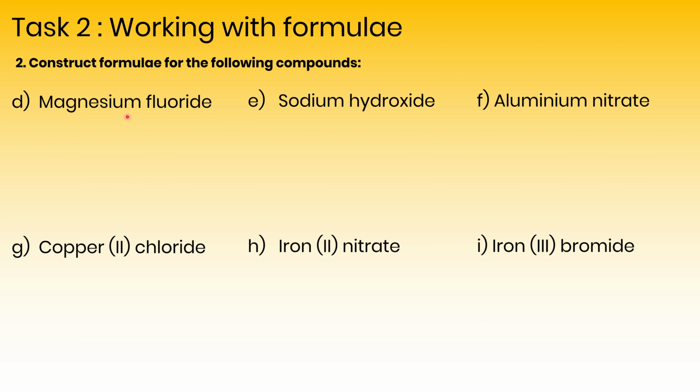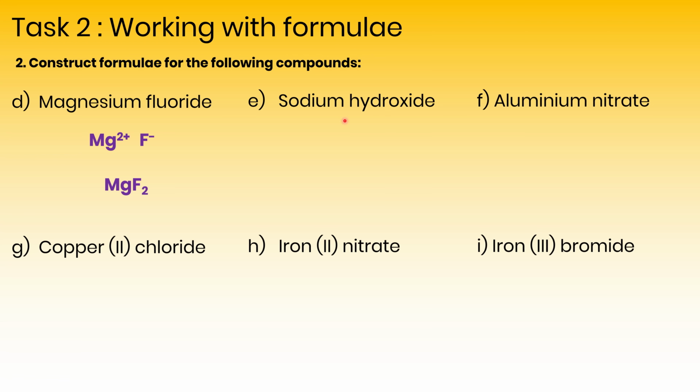Magnesium is a group 2 metal, so it forms an Mg2+ ion. Fluorine is a group 7 non-metal, so it gains 1 electron and forms F-. We can see that we've got 2 pluses but only 1 minus, so I'm going to need 2 of the fluoride for every 1 of the magnesium. This will give me MgF2.